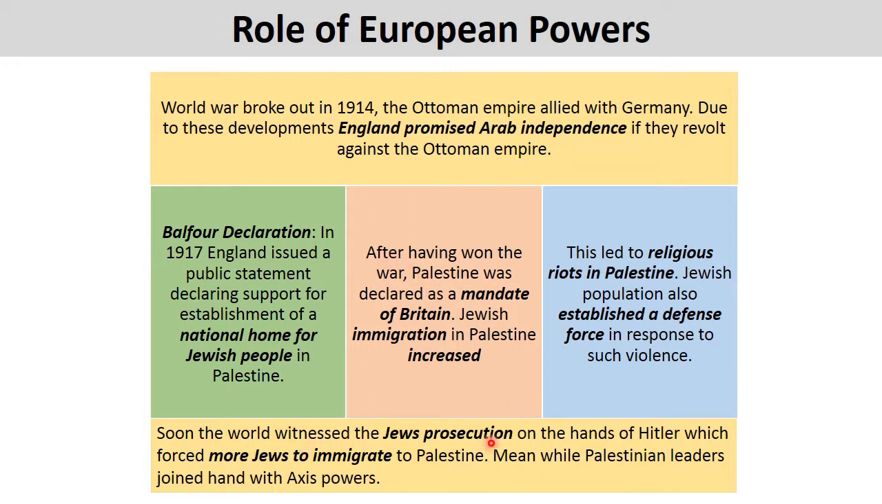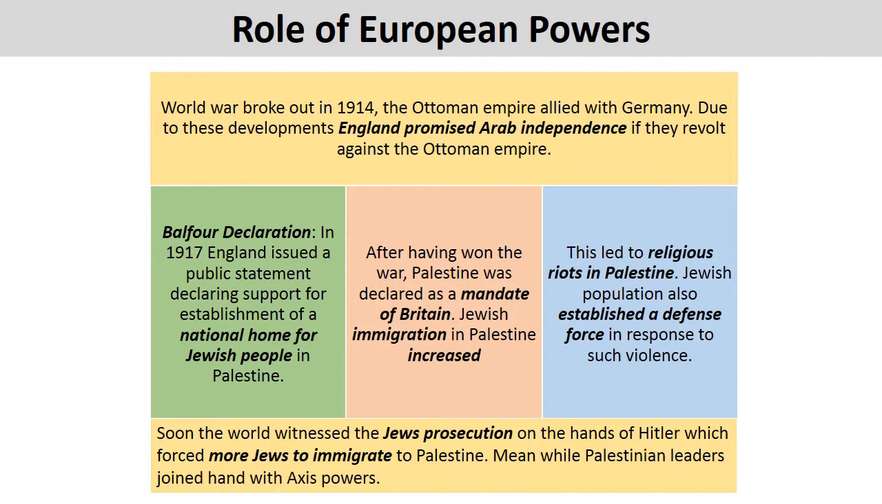Okay. Now fast forward 10 years, Hitler rose in Germany. Hitler had some prejudice against the Jews and thus he started Jewish persecution. Okay, and due to this persecution, there was a large exodus of Jews from Germany to Israel.